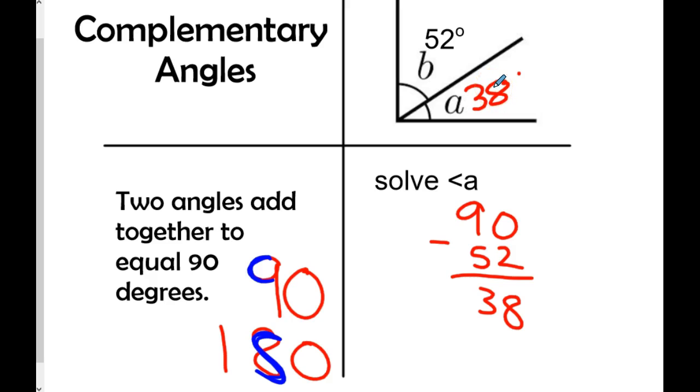Now, do y'all know how to remember the difference between supplementary and complementary? Or how to tell which one's which? What's a good way to remember? Okay. So you can see on the board here, 90 has a little C in it for complementary. 180 has a little S hidden in it for supplementary. That's one way. Here's another way you can remember.